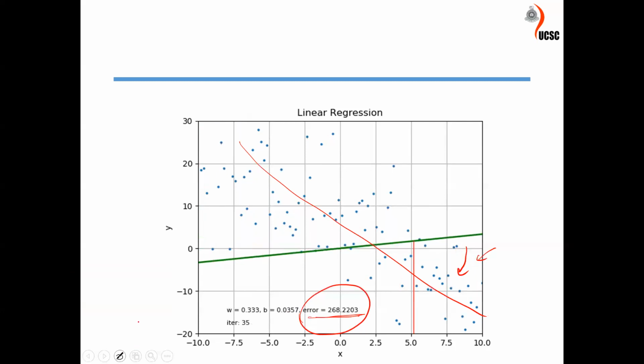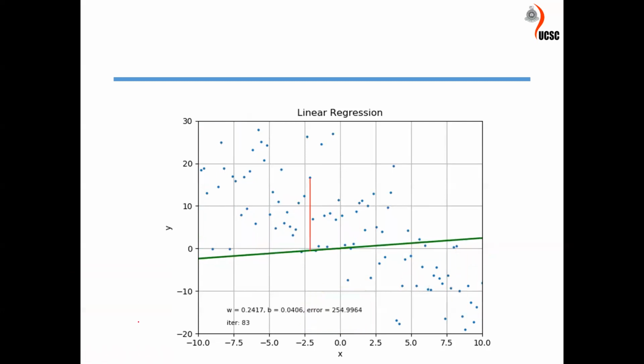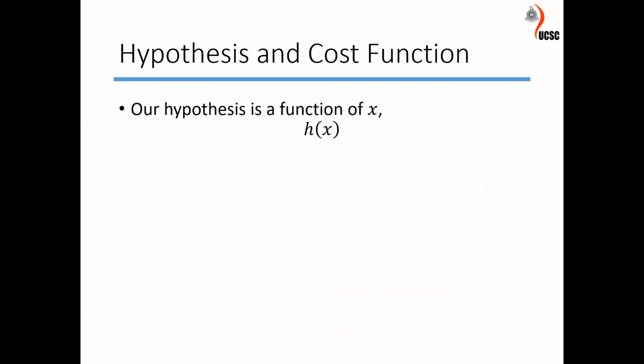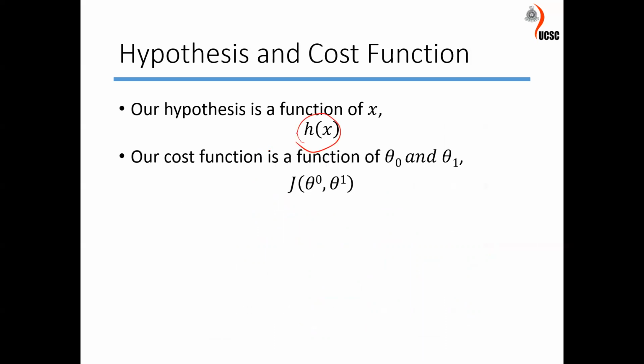So how are we going to get this minimum error given a hypothesis? Basically our hypothesis we can denote as hx, and our cost function is J as a function of theta naught and theta 1. Our hypothesis is only a univariate function. It has only one parameter, that is x. So it only depends on x, but J depends on theta naught and theta 1.